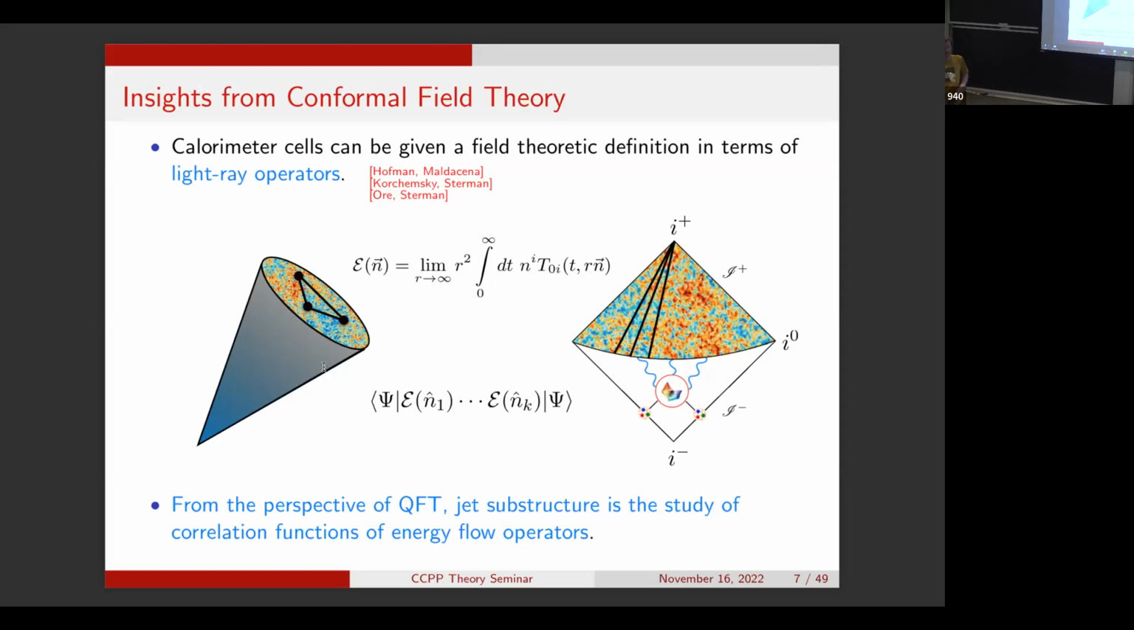And what is very nice is that it poses in a very sharp way the question of what you're actually trying to do when you study jet substructure. Namely, you want to produce some state, for example at the LHC, and then you want to measure correlation functions of these energy flow operators in that state.